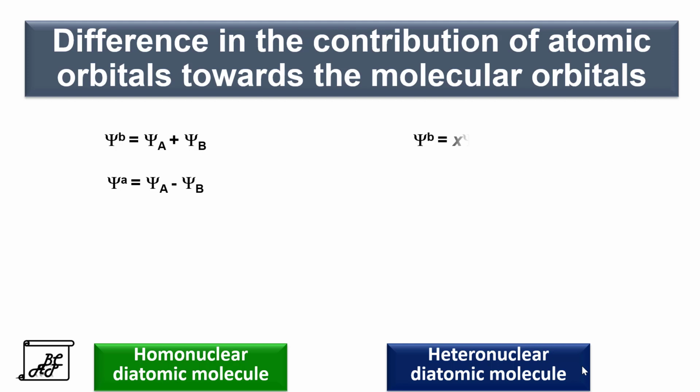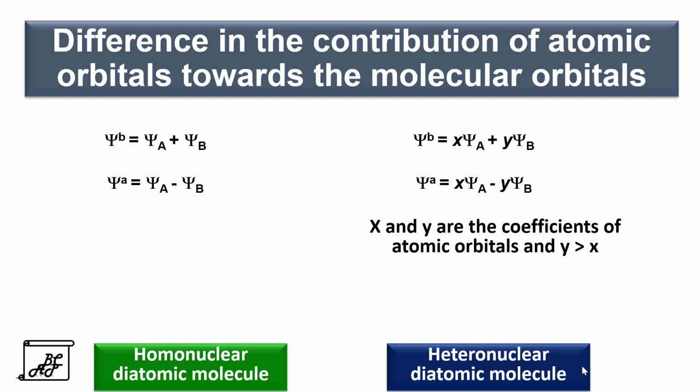In case of heteronuclear diatomic molecule, the bonding orbital is represented as x psi a plus y psi b, and antibonding is represented as x psi a minus y psi b. Here x and y are the coefficients of atomic orbitals and y is greater than x. That means the B atom is more electronegative.